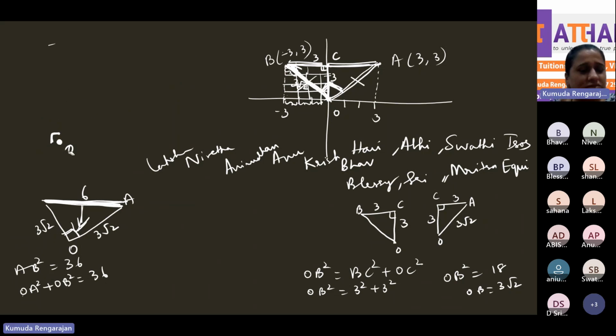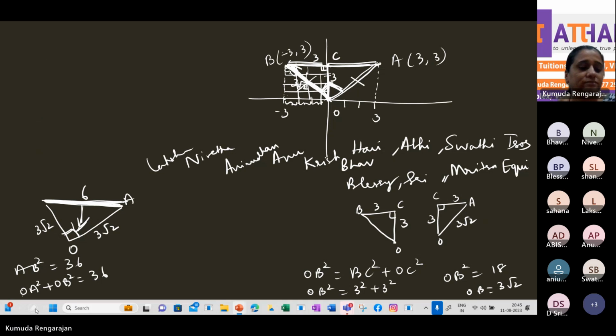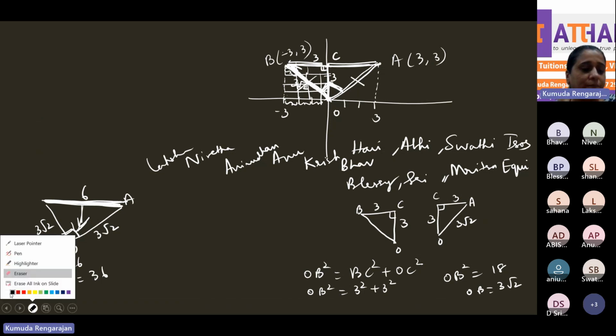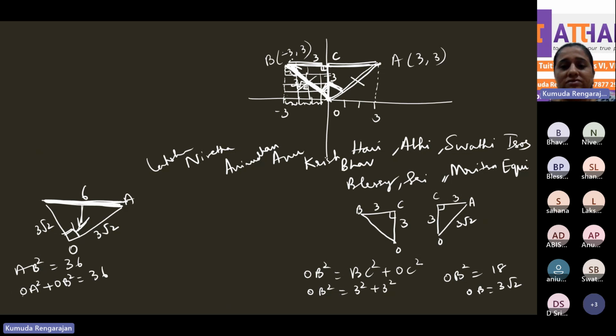Normally, you're asked to find the area. So find the area of the triangle. Area of the triangle is half base. This one is 3 units. This one is 3 units. 6. And this height is 3 units. So half base into height. Half into base 6 units into height 3 units. So that's the area of the triangle.